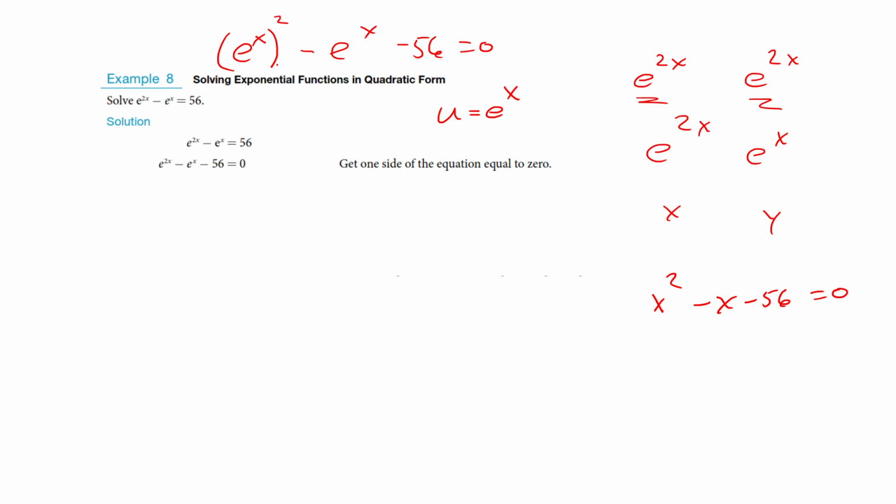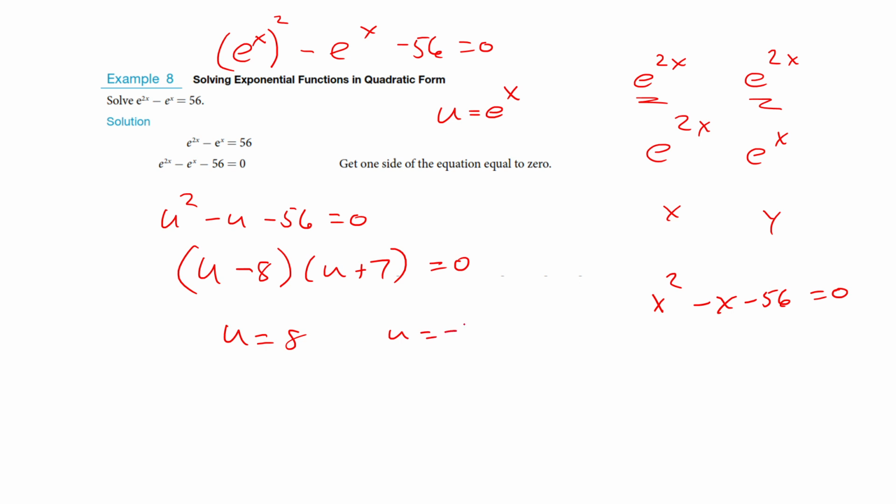Now, you could maybe see how you're going to follow a pattern we already know. The way you could think of this is I'm going to substitute. I'm going to say that u is equal to e to the x. Well, this is then u, and this is u squared, right? Now, we could solve this just by factoring. And when I solve it, I'm going to get u is 8 and u is negative 7.